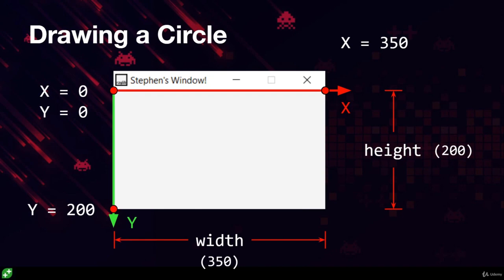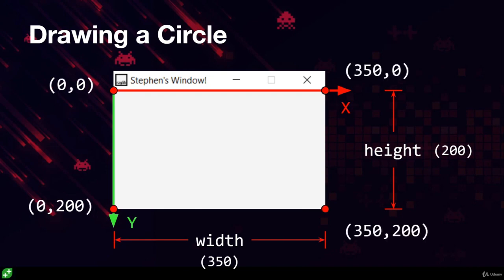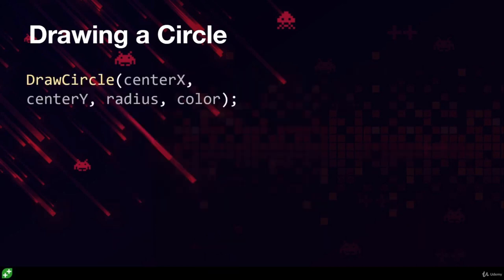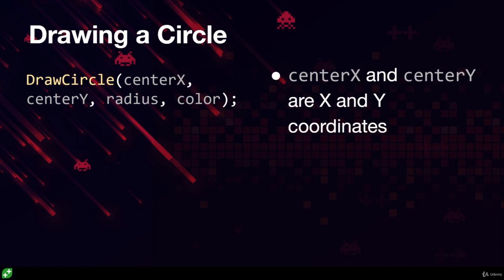We can represent xy coordinates like this. Each of the red dots at the four corners of the canvas has its own xy coordinates, represented by an ordered pair, first the x, then the y coordinate. Well, drawCircle takes x and y coordinates for its centerX and centerY parameters in pixels, so we can choose where the circle gets placed on the canvas.